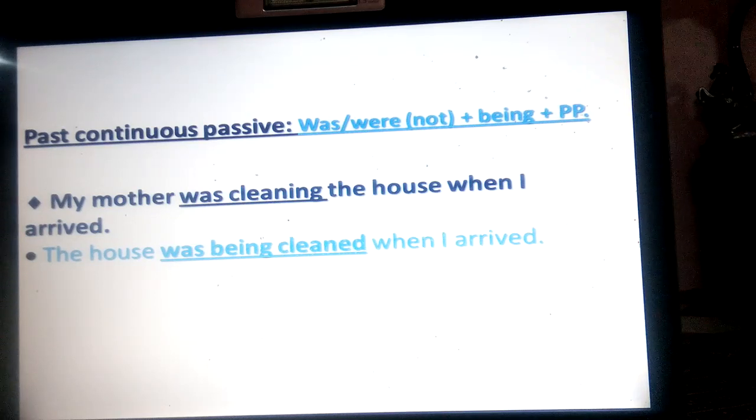So what word will I begin with? The house, the object, the house. So the house is singular, so the house was being, and the past participle of cleaning is cleaned, and we'll continue when I arrived.